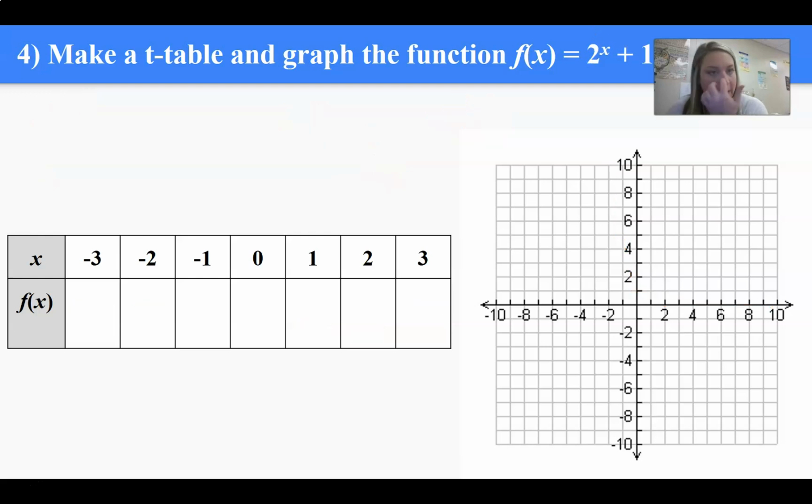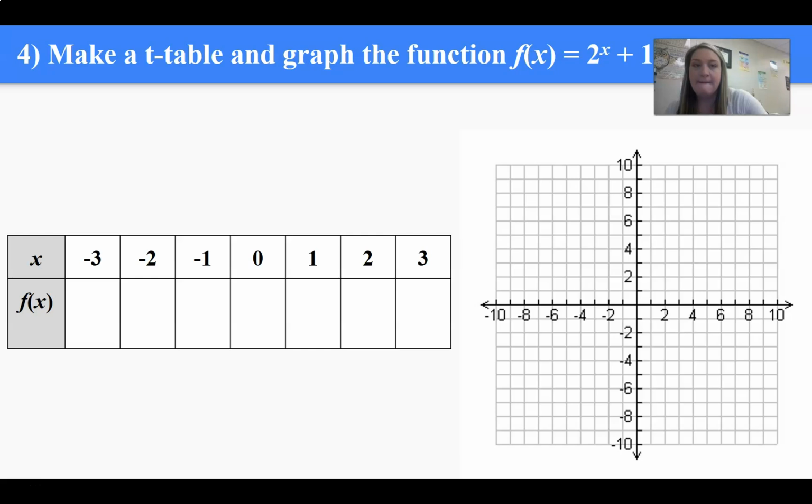All right, let's see. Oh, here we go. Here's something new. We have 2 to the power of x, and then plus 1. So plus 1 last time shifted things up. Let's see if that still happens. Does it matter if my function is now an exponential function and not a line, or not a quadratic? Does that change the transformations that we're used to?